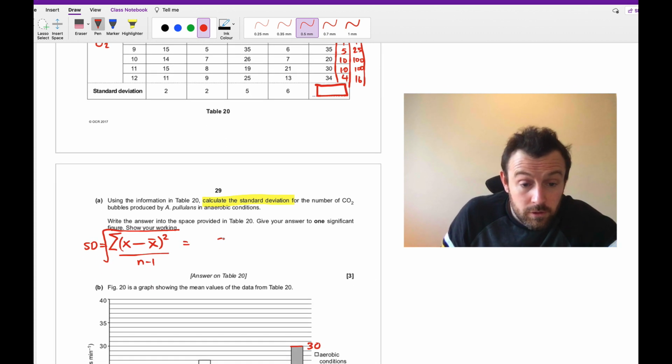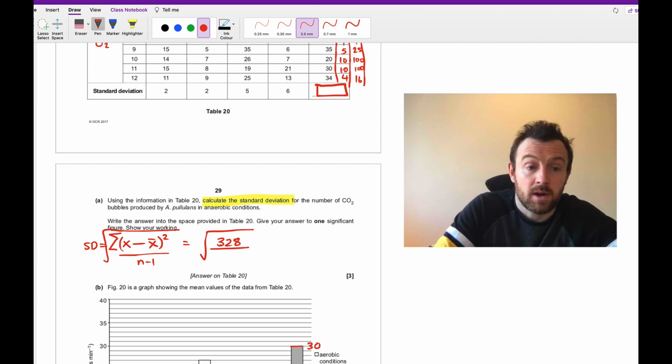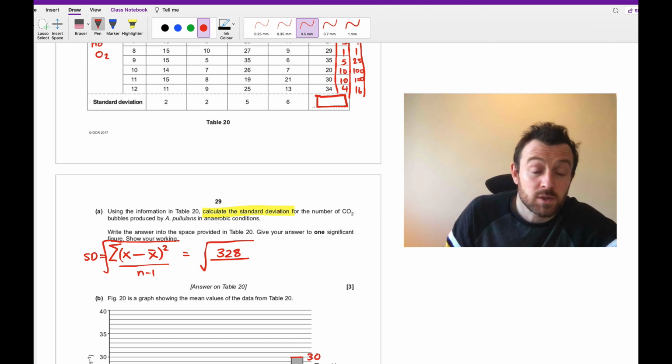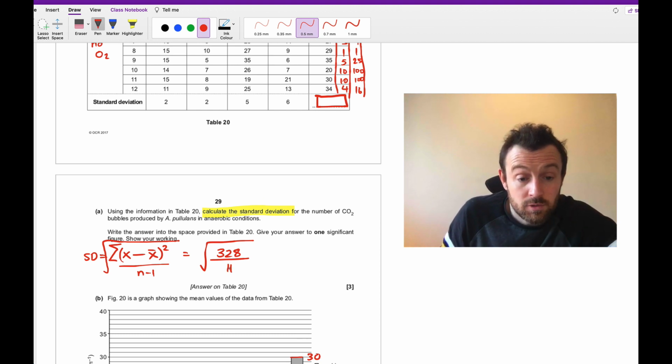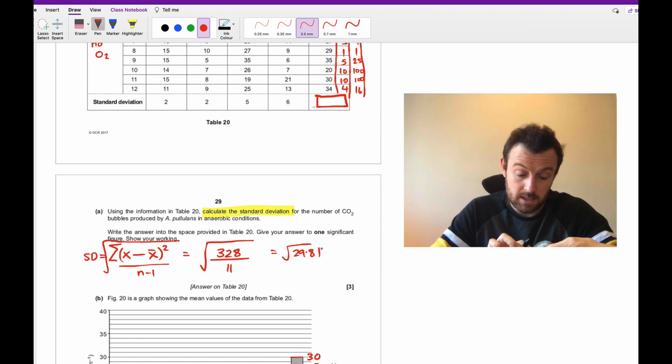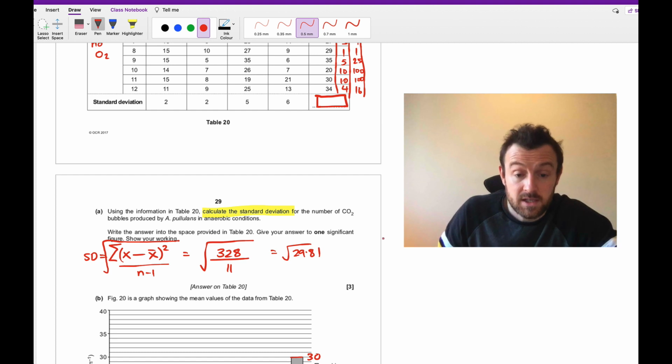So I've got 328 over n minus 1. Now what's n? There's 12 trials, so n minus 1 is 12 minus 1 equals 11. So it's 328 divided by 11 equals about 29.8, and then the square root. I'll do that, square root, 5.46.